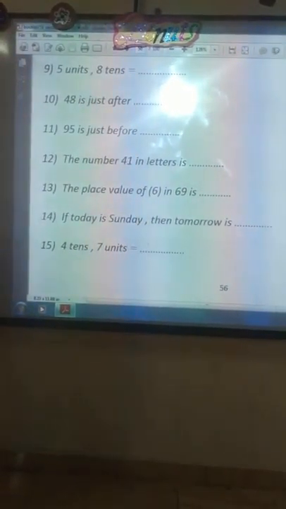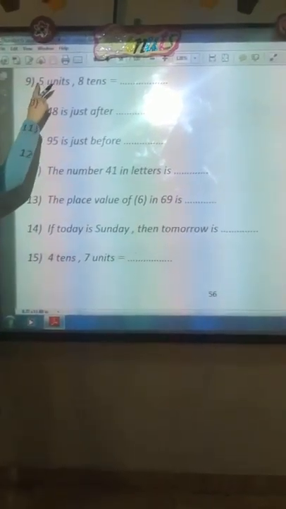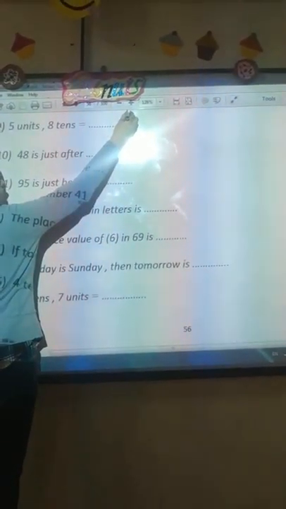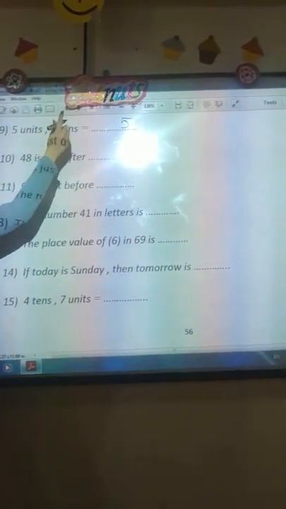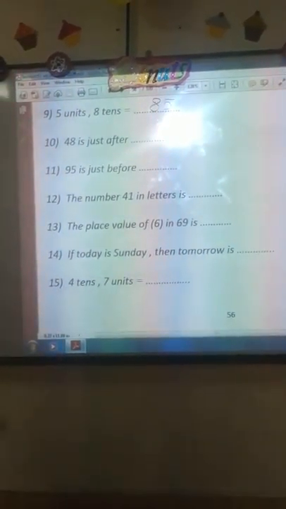5 units and 8 tens. The number is what? 5 in the units and 8 in the tens. The number is what? 85.